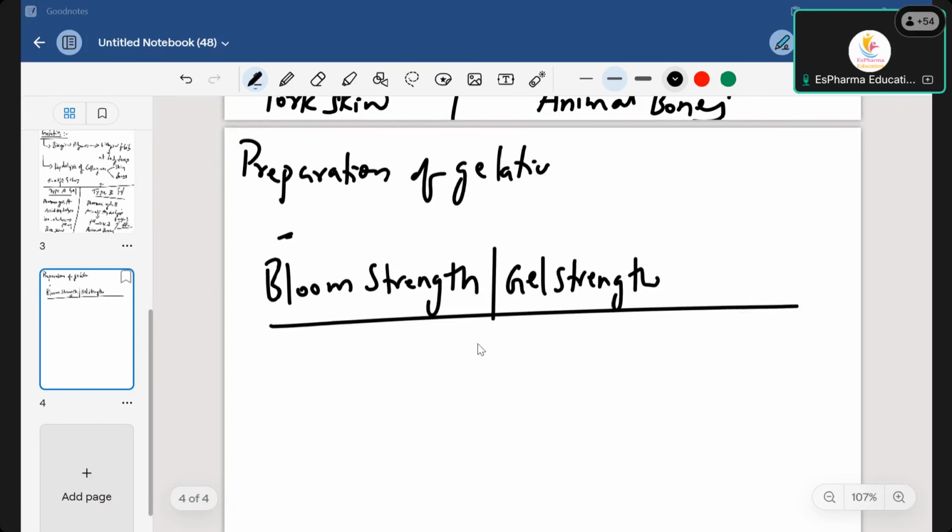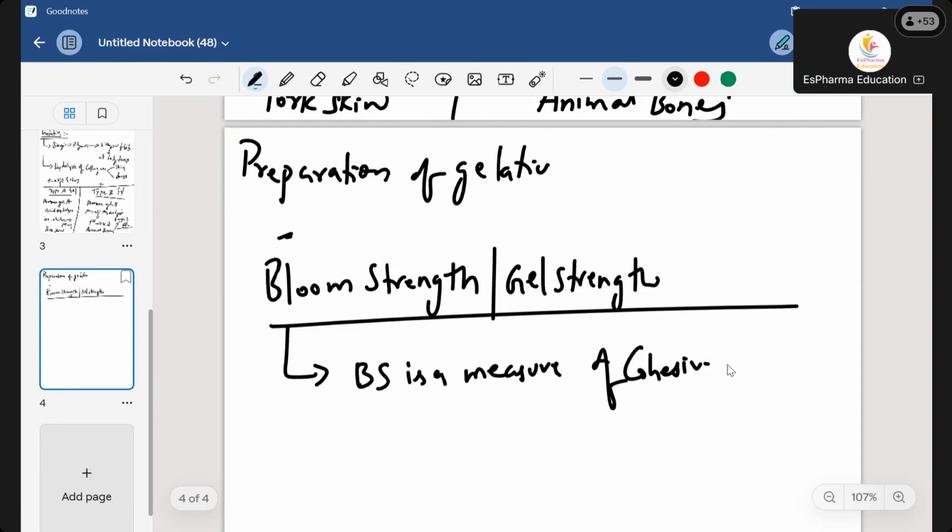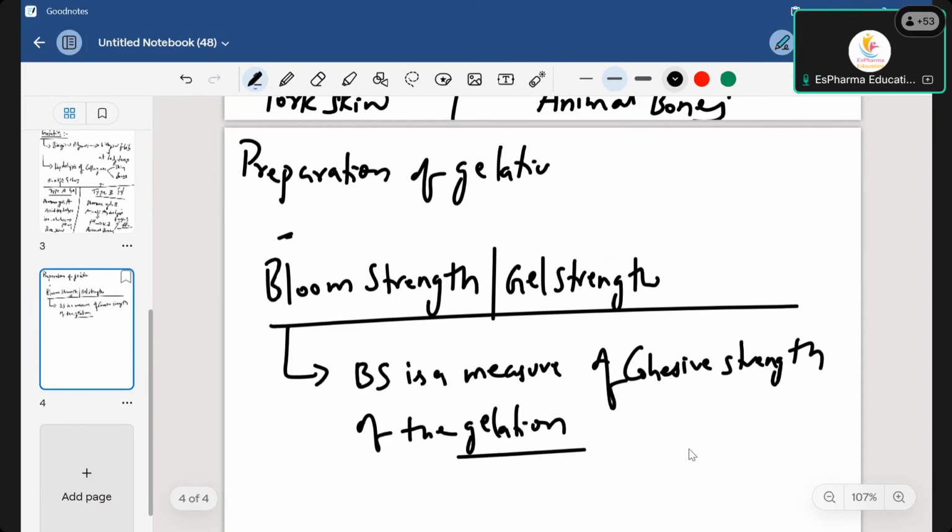So actually we'll see what bloom strength is, what the definition of bloom strength is, and what the criteria are. Actually, bloom strength means what? It is a measure of the cohesive strength of the gelatin. And this bloom strength is proportional to the molecular weight of the gelatin.